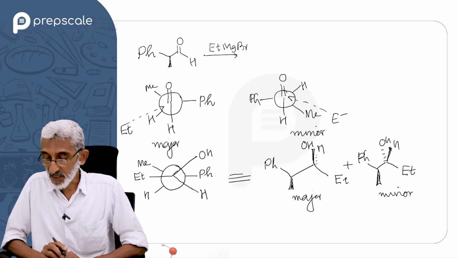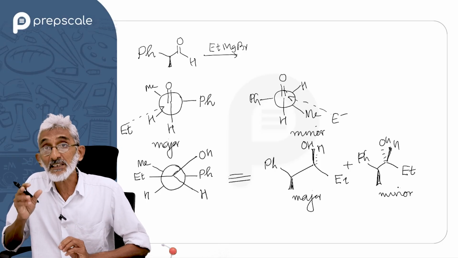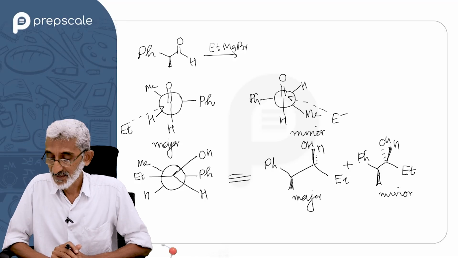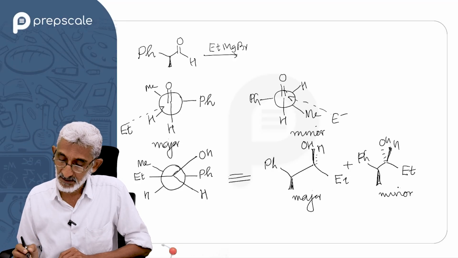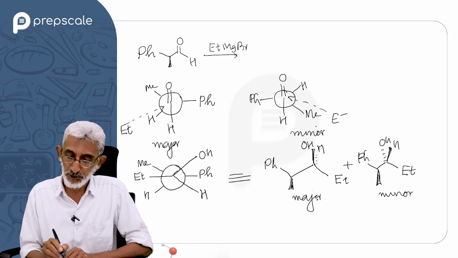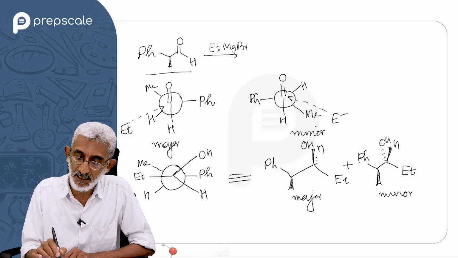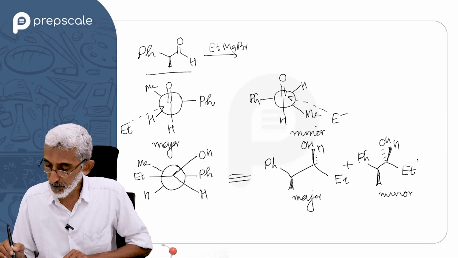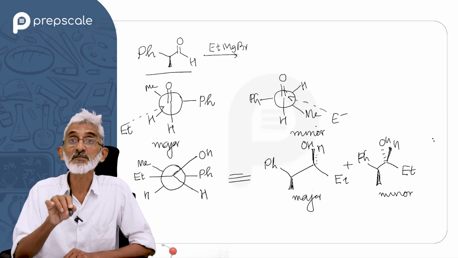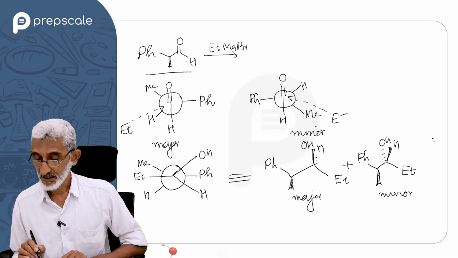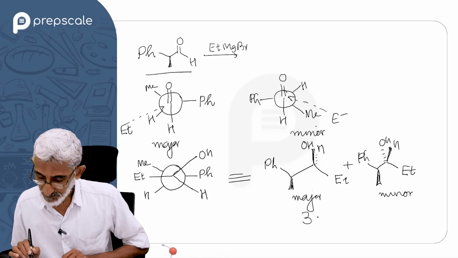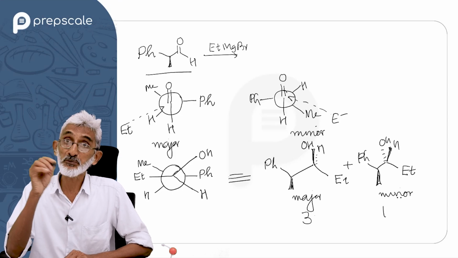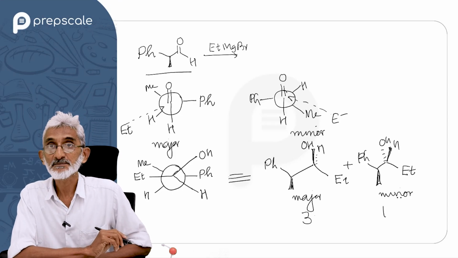See how you can decide which product you want, how to prepare the product which you want. If you want this as a major product, you should go this route. You take this aldehyde starting material, ETMJ-VR reaction. Suppose you want this as a major product, go the other way around. Now this is obtained in 3:1. This is 3, this is 1, opposite of what we had obtained in the previous case.